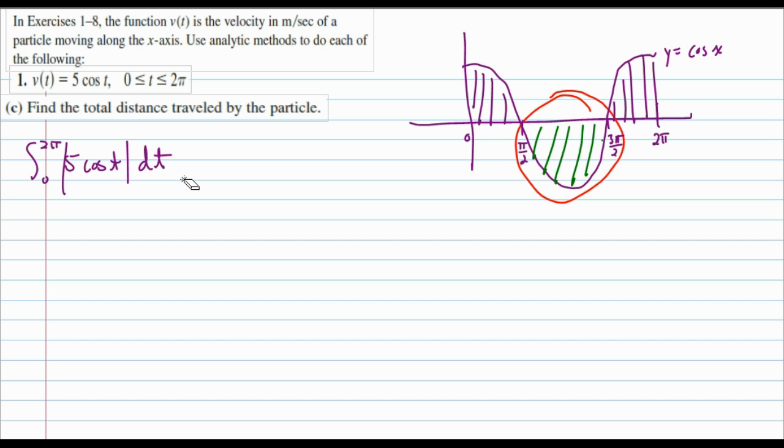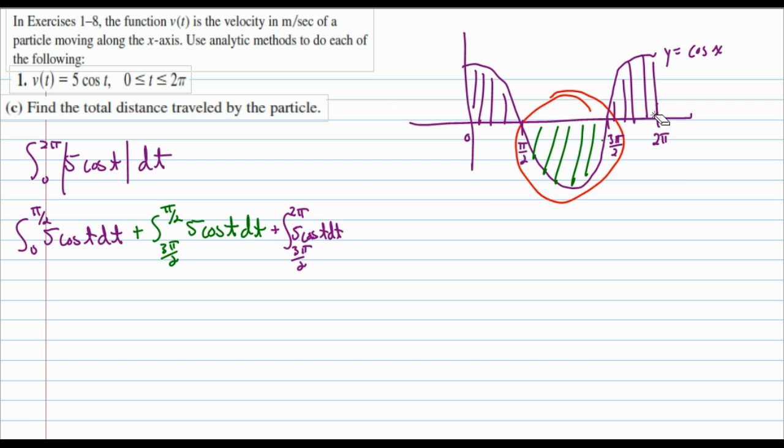Well, again, if I wanted to do this one by hand, no calculator whatsoever, I'm going to have to take the antiderivative from 0 to pi over 2. That's going to be positive area, so I don't have to worry about anything. But this is negative area, so there's a couple ways to do this. You could take the antiderivative from 3 pi over 2 backwards to pi over 2. Remember, that makes it the opposite of what the signed area would be. And then, of course, we would still have the plus 3 pi over 2 to 2 pi at the end.